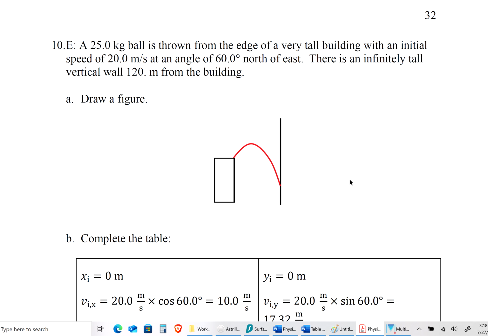Question number 10. A 25 kilogram ball is thrown from the edge of a very tall building with an initial speed of 20 meters per second at an angle of 60 degrees north of east. There is an infinitely tall vertical wall 120 meters from the building. So part A, draw a figure. It's going to look something like this. Part B, complete the table.